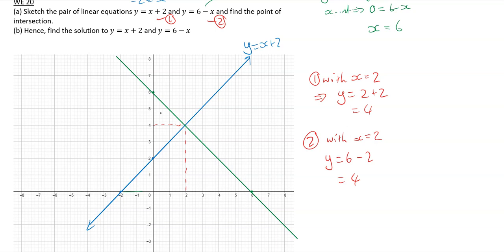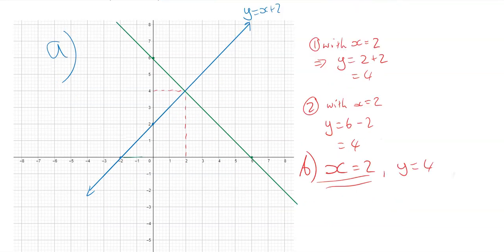So part A is essentially this thing here, which we can just call this part A. Part B would be hence find the solution. Well, clearly we've essentially found the solution. Wait, sorry, I got that wrong. X equals 2 and y equals 4. This is the important part of that. Okay. We'll quickly move on to the next one.